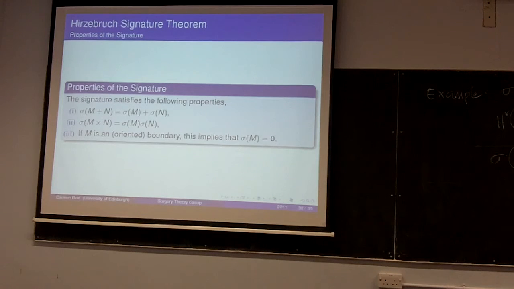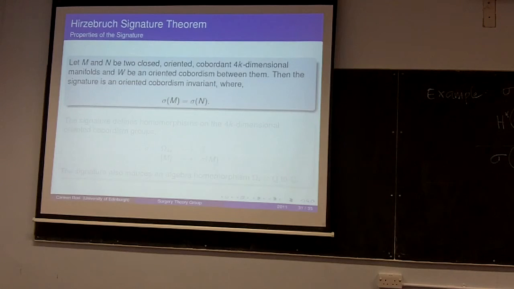The proof of this is in Andrews' book. It's also very neatly laid out, with lots of steps, in the book by Stong, Notes on Cobordism Theory. So it's there. And well, this is an important result, that the signature is a cobordism invariant. So if two 4k manifolds are cobordant, then the signatures are equal.